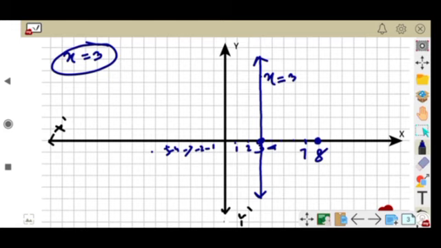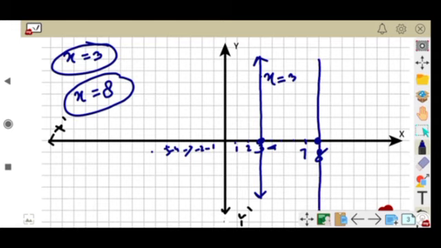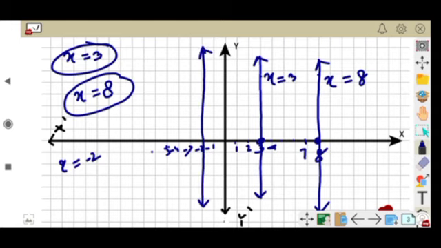If x equal to 8 is given to you, and you're asked to draw the graph of x equal to 8 on the Cartesian plane, you'll get a straight line passing through this 8, and this line will be parallel to the y-axis. This is the graph of x equal to 8. If I give you x equal to -2, you'll get it here at -2. So this is the graph of x equal to -2.